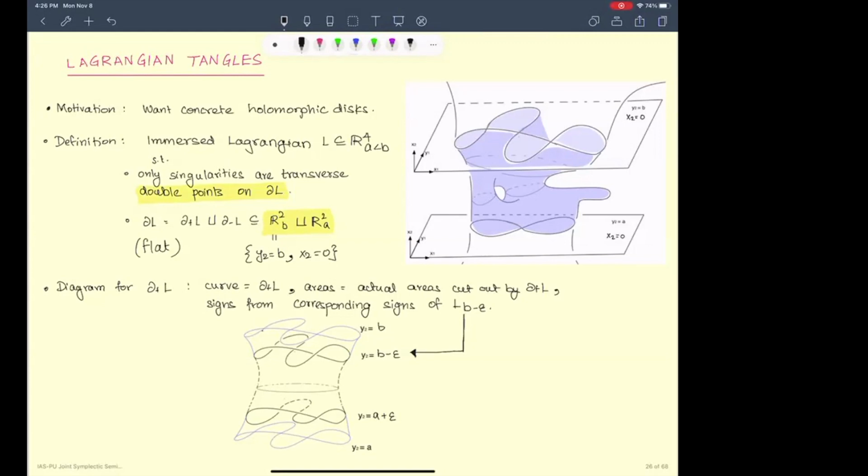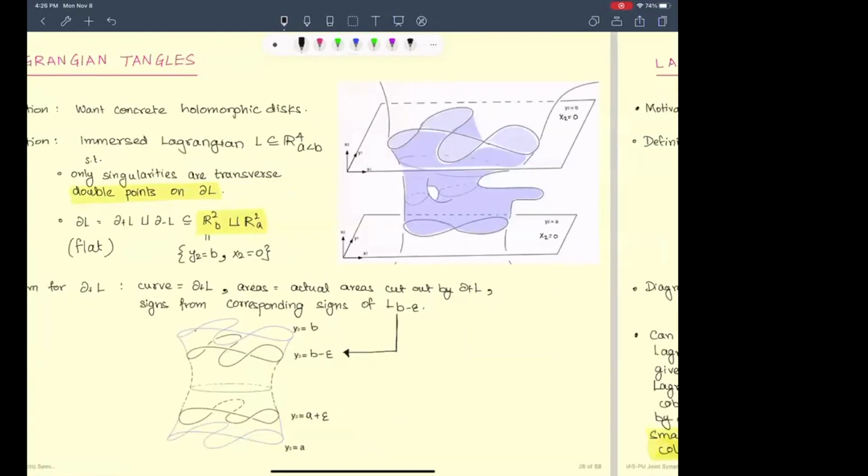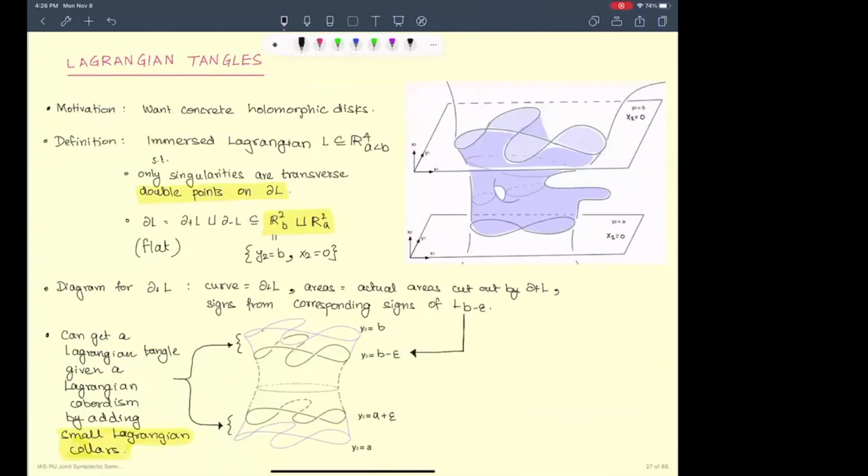The boundaries. And these are related to our Lagrangian cobordisms because we can stick on some sort of small Lagrangian collars and go between. Given a Lagrangian cobordism, I stick on these collars which close up those gaps and I get a Lagrangian tangle. And I can make these as small as I want in height, which lets me assume that the areas don't change. Yeah, so this is an immersed object. Okay, let's talk a little bit about Lagrangian collars.